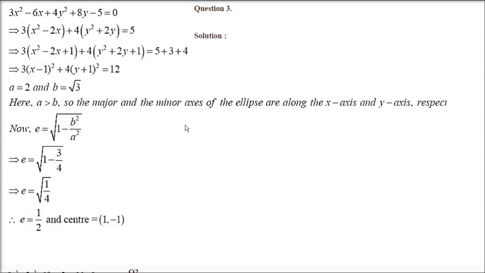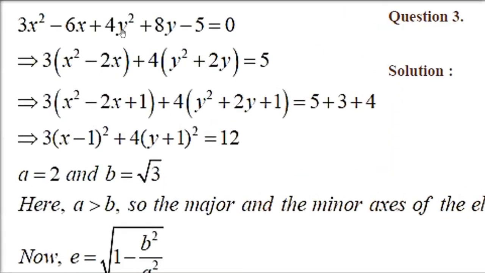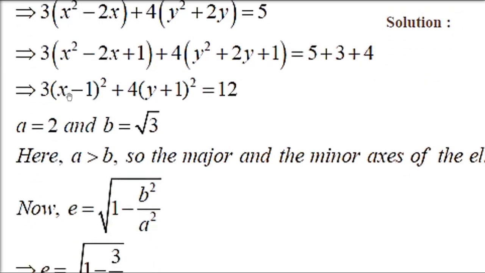And exactly the same thing you have to do here. Write the center and eccentricity of the ellipse 3x square plus 4y square minus 6x plus 8y minus 5 equals 0. So now take 3 outside, x square minus 2x will be there. From y terms you take 4 outside, y square plus 2y will come. So for x square minus 2x, you have to add 1, because take the coefficient of x and y, divide by 2, square them and add them. And you have to add the same term on the right hand side.